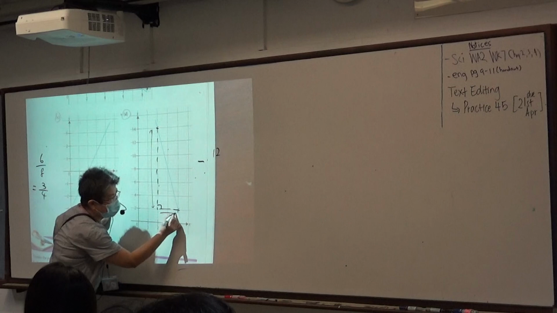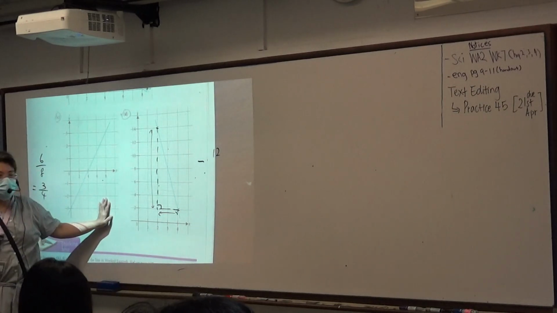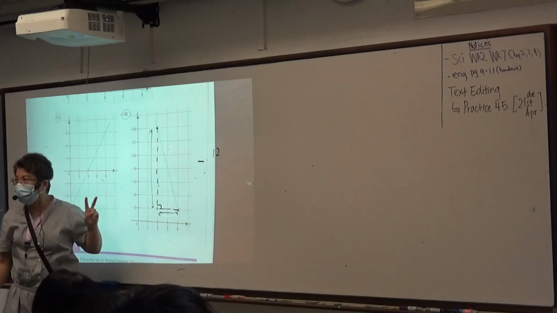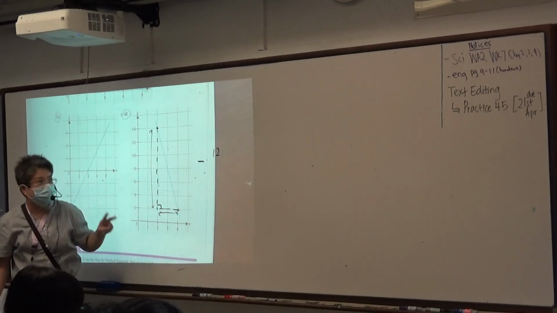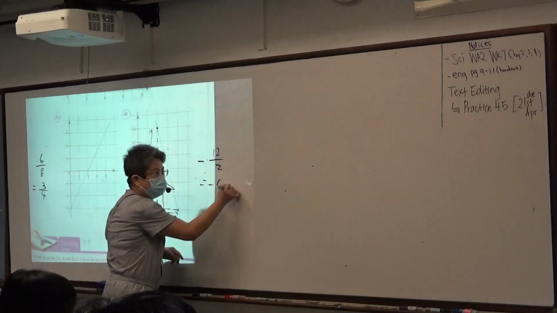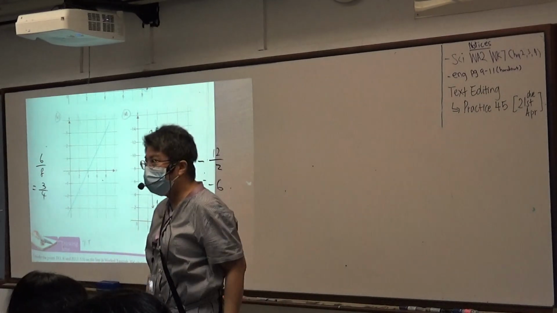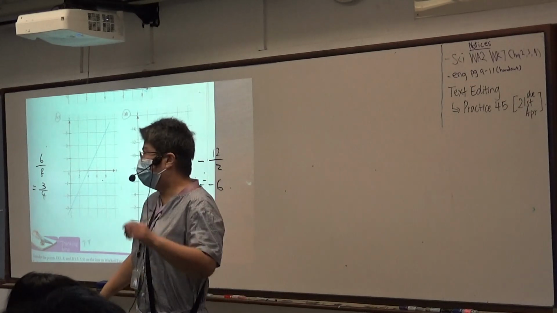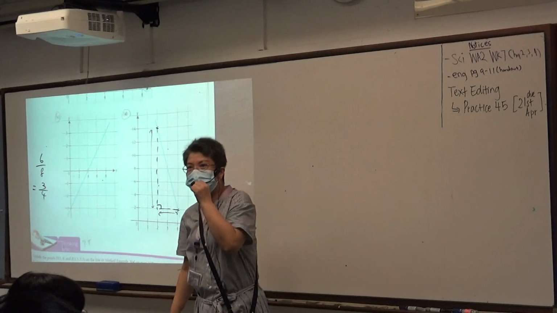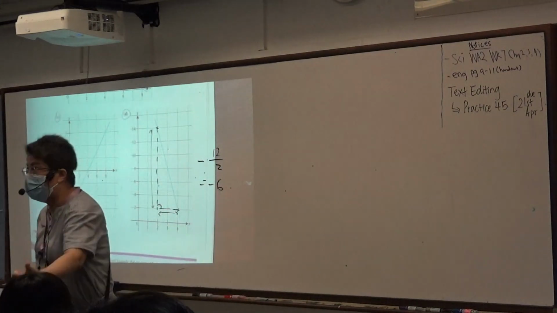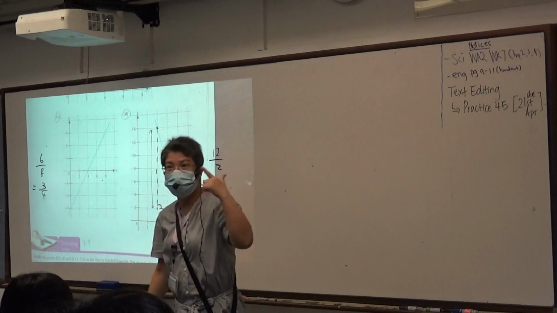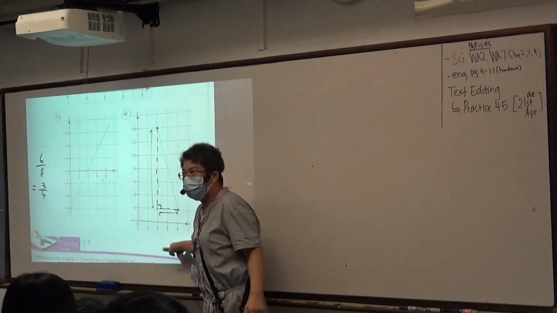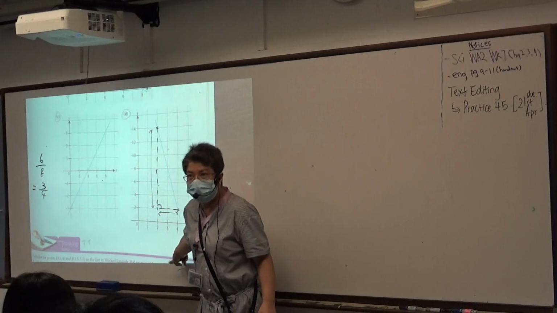How about here? What do I have? 2. From 2 to 4, how much is it? 2, right? 2 units, right? Okay, so what is the answer? Negative 6. Are we okay, class? Yes or no? Okay, so for gradient, what is the first thing you decide? Positive or negative? Then you choose 2 convenient points. And you don't just count the squares, you must look at the scale. Understand? What's the number? Everybody okay?